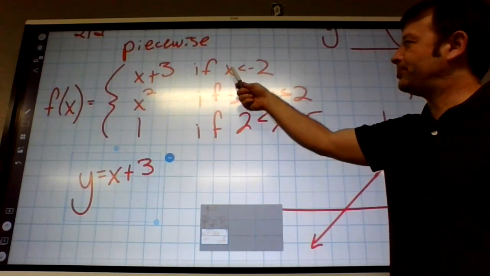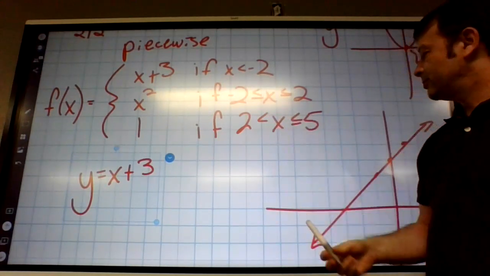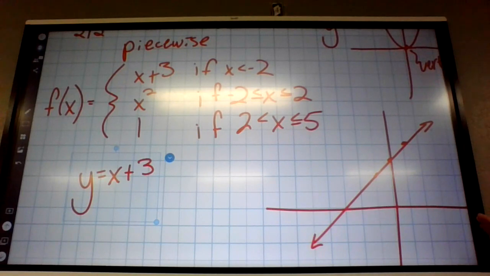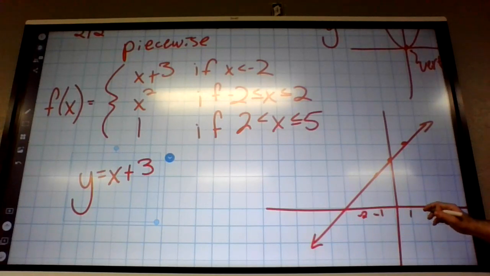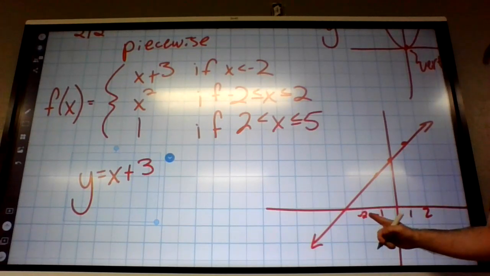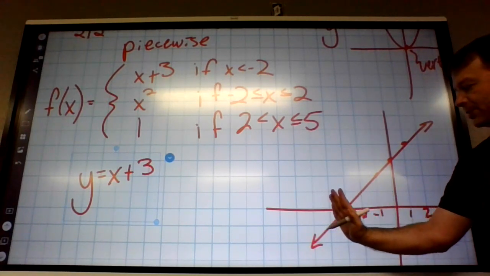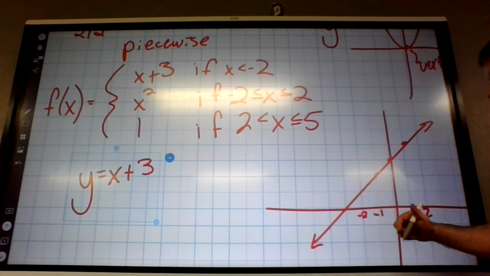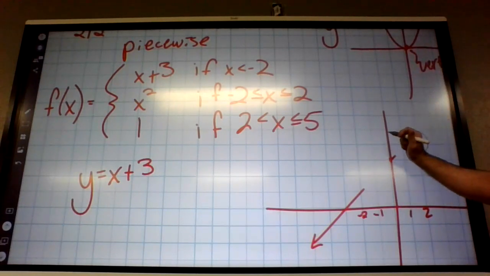This is only supposed to apply for x values less than -2. Well, what's that mean? Where are the x values less than -2? Well, the x-axis is kind of like a number line, right? 1, 2, -1, -2. So these are the x values. So x values less than -2, it's really just all the values over here. So this part would not be part of the graph.